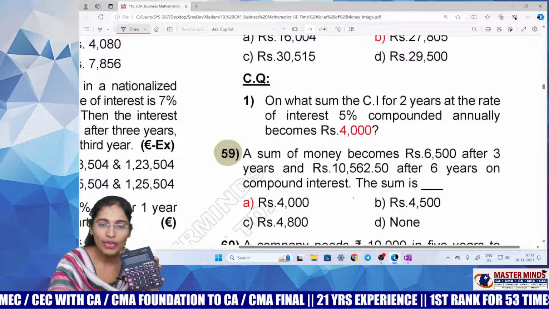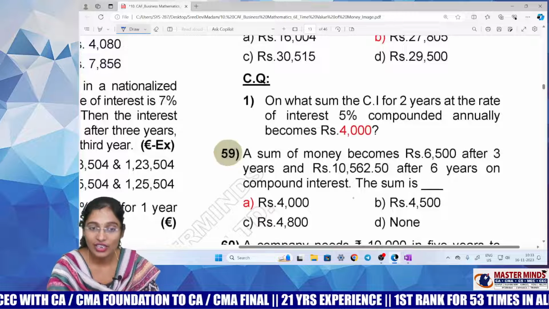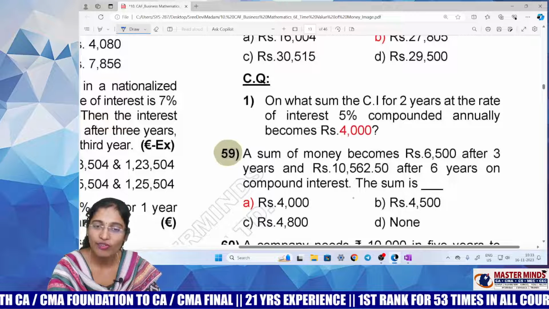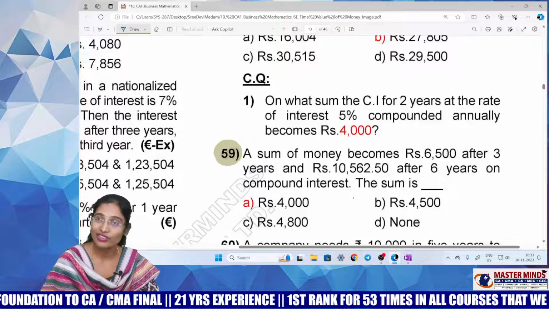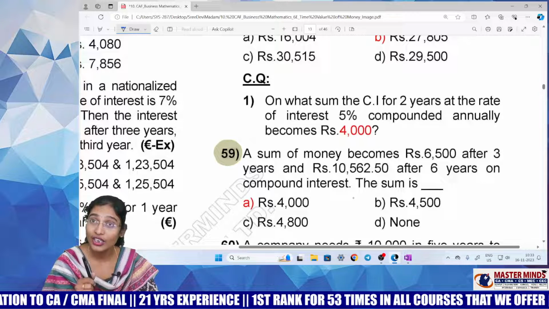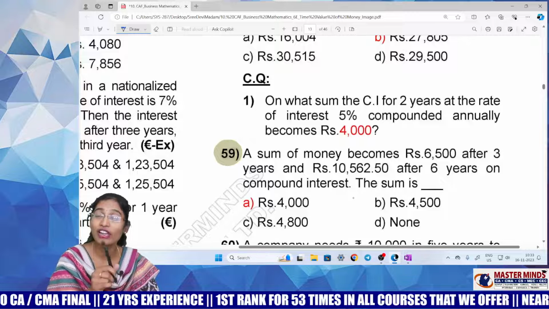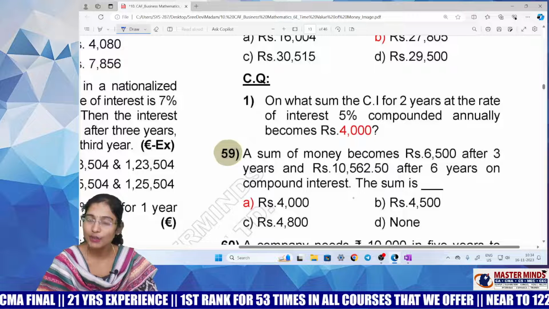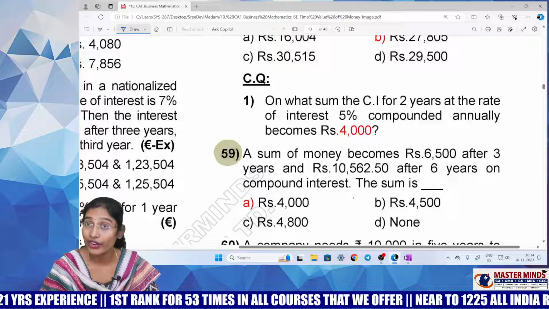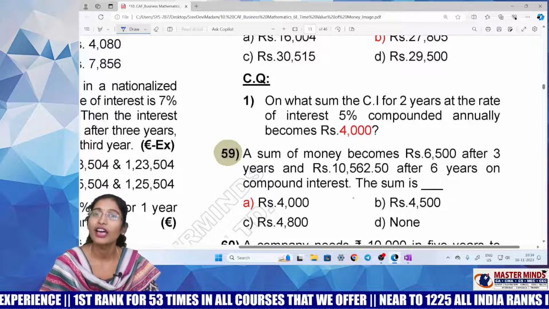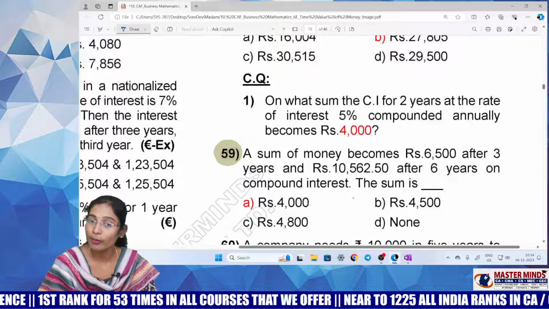A sum of money becomes 6,500 after 3 years and 10,562.5 after 6 years on compound interest. The sum is. Why I have chosen this question is, I've already given you the shortcut that is related to this kind of question while I was explaining simple interest. Meeku simple interest చెప్పేటప్పుడు whenever you come across two amounts, రెండు amounts వస్తే, I gave you a shortcut, I gave you a trick. Do you remember that?